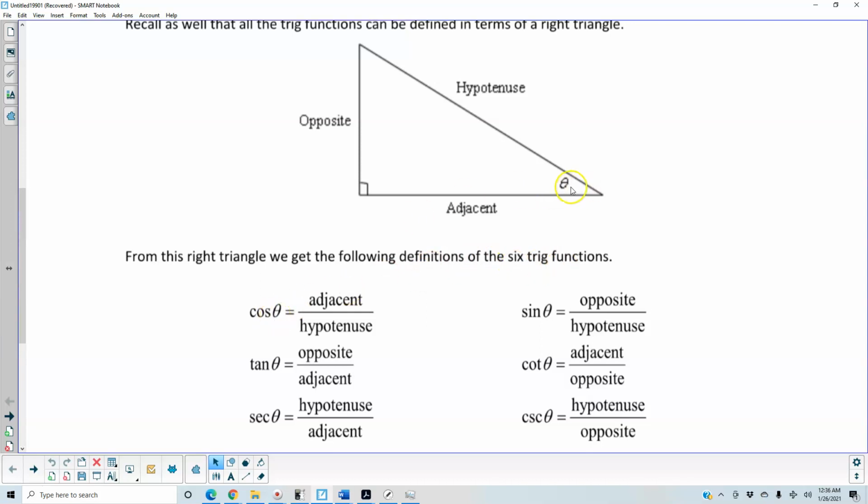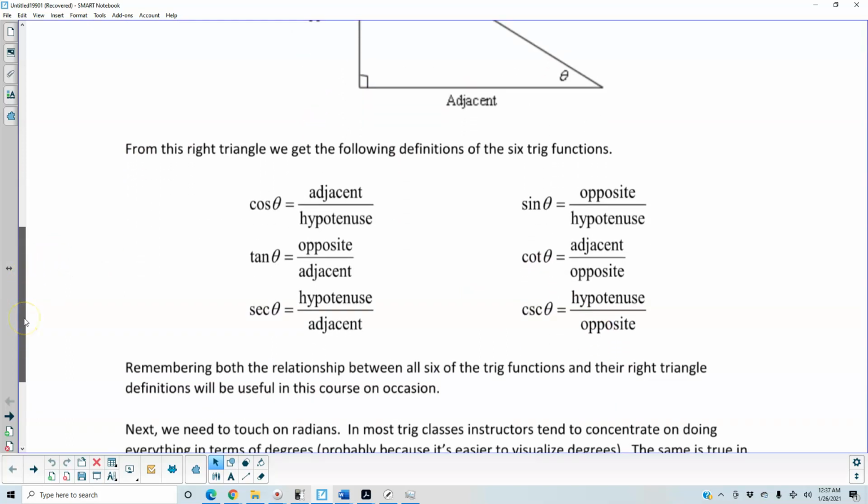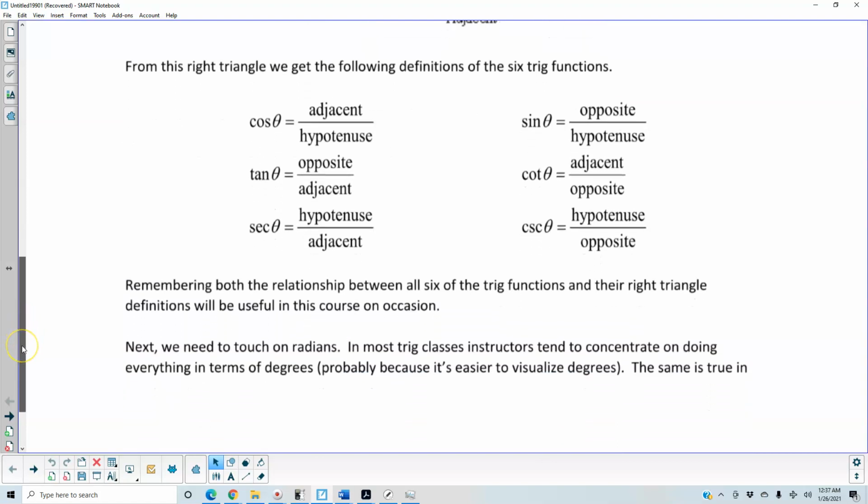The cosine of theta is equal to the adjacent divided by the hypotenuse. The sine of theta is equal to the opposite over the hypotenuse. The tangent of theta is the opposite over the adjacent, whereas the cotangent of theta is adjacent over the opposite. The secant of theta is the hypotenuse over the adjacent, and the cosecant of theta is the hypotenuse over the opposite. Remembering both the relationships between all 6 of the trig functions and the right triangle definitions will be useful in this course on occasion.